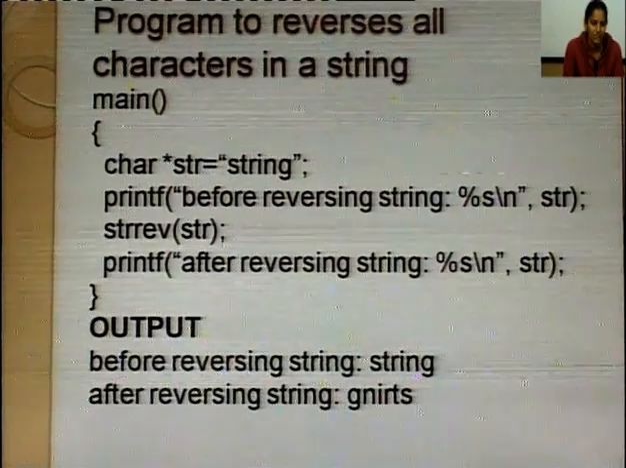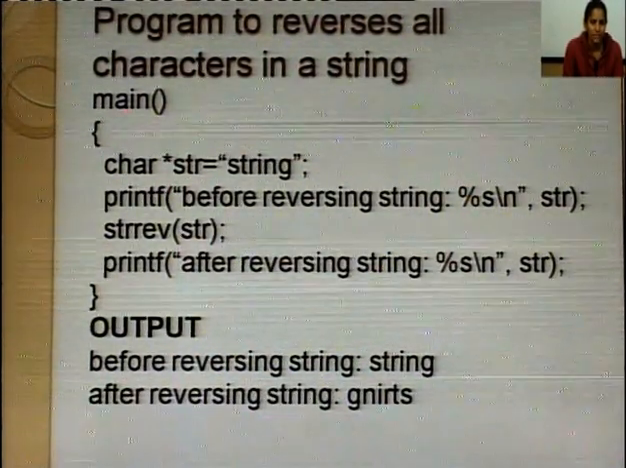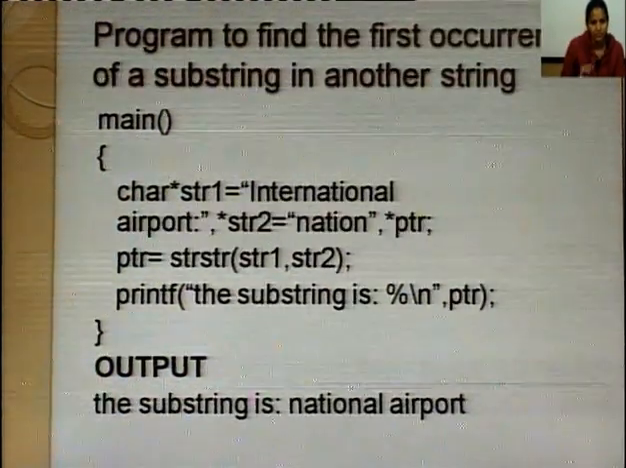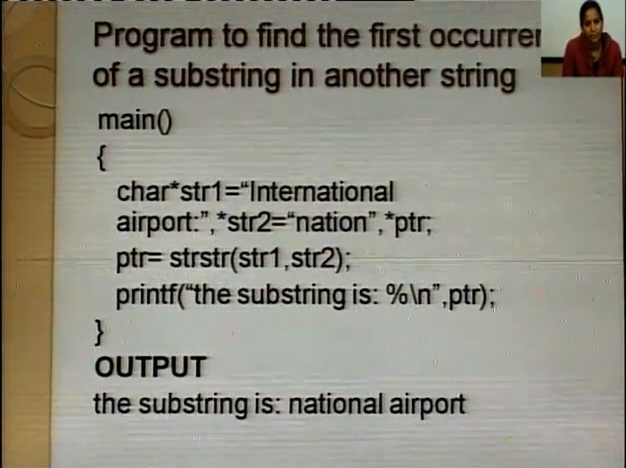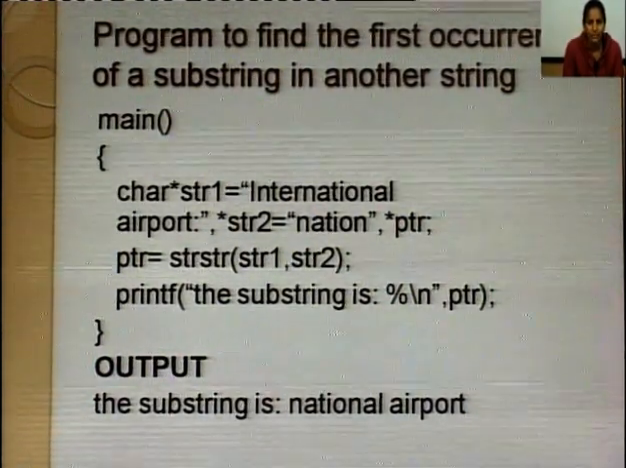The last character comes first, second last comes second, third last comes third, fourth last comes fourth, and the first one comes last. So the next one is the program to find the first occurrence of a substring in another string.